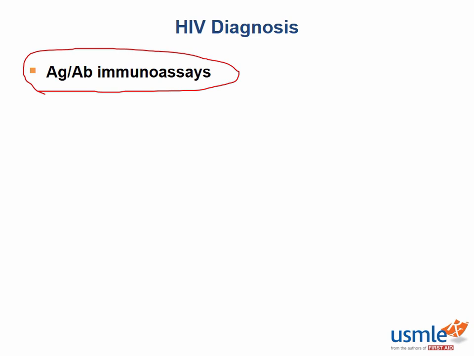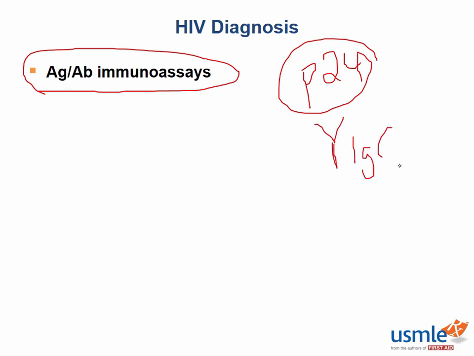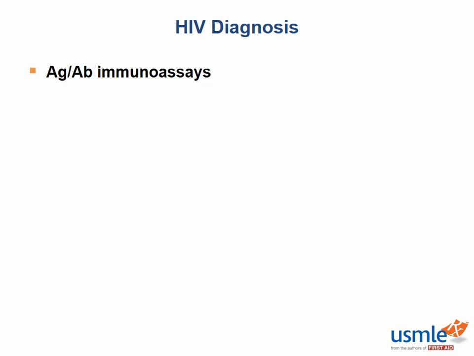Do you remember which viral antigen is detected with this immunoassay? That would be viral capsid protein P24. Very good. These immunoassays detect the presence of this antigen as well as our body's IgG antibodies against this antigen. This test is then confirmed with a differentiation immunoassay, which differentiates between HIV-1 and HIV-2.